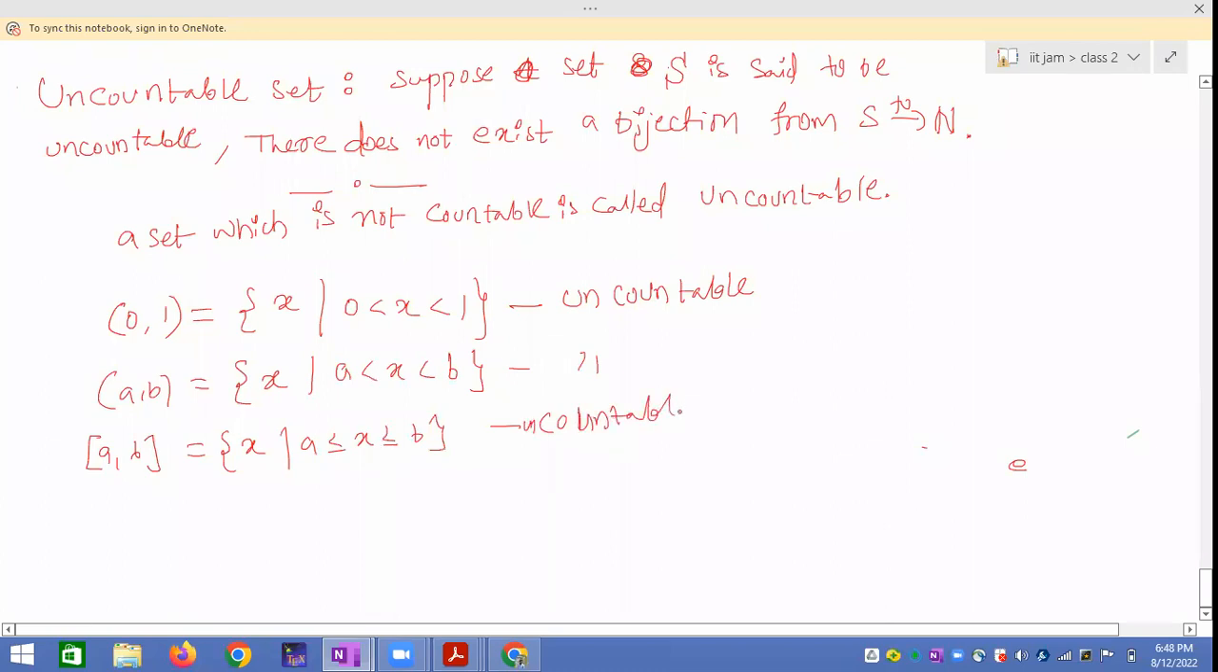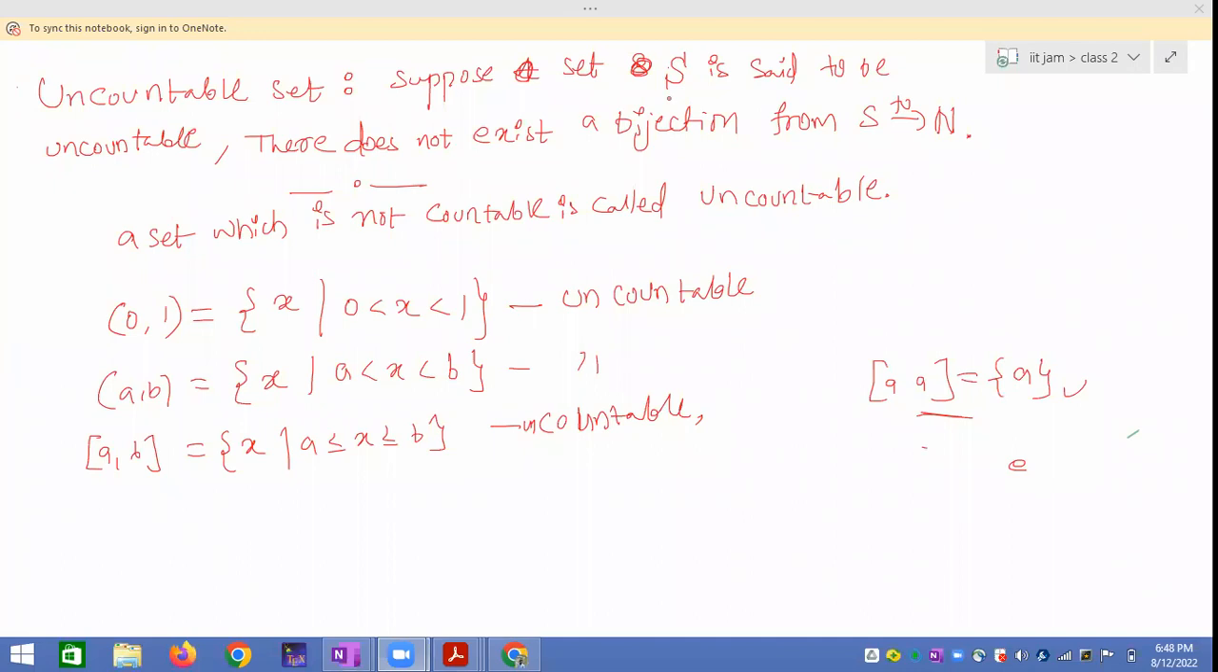But a closed interval can be countable. If you take the closed set [a,a], this is the singleton {a}. At that time it is countable because it is a finite set. Only at that time is it countable.